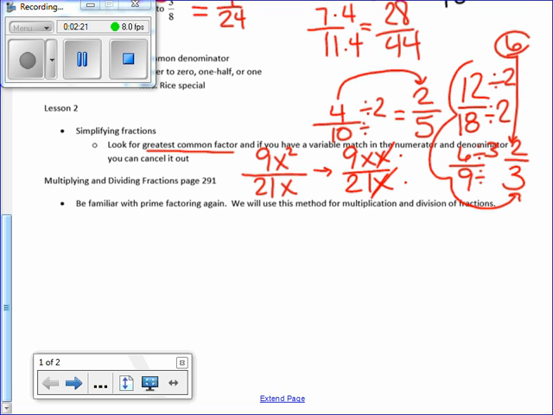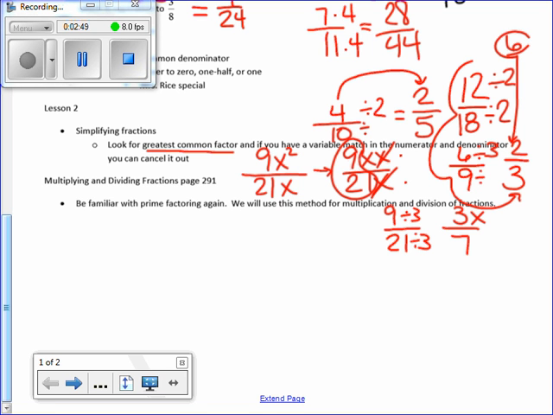Then I need to look at 9 and 21. Is there a common factor between 9 and 21? They both can be divided by 3. So 9 divided by 3 and 21 divided by 3. 9 divided by 3 is 3. 21 divided by 3 is 7. And I still had an x. Where was it? It was in the numerator, so it becomes 3x over 7.